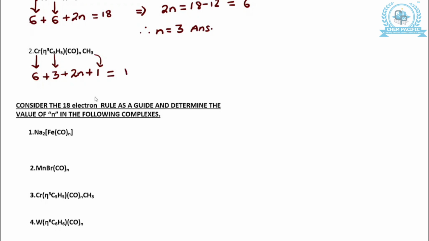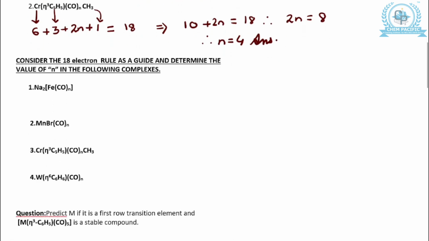So overall, how much will this be? 18. So let's solve this: 10 plus 2n is equal to 18, therefore 2n is equal to 8, therefore n is equal to 4. So n is equal to 4 is the answer.